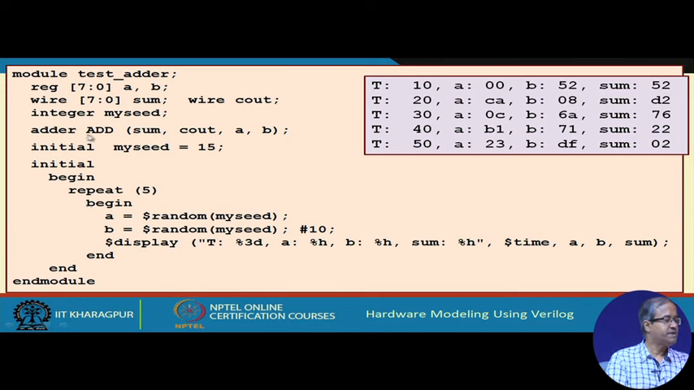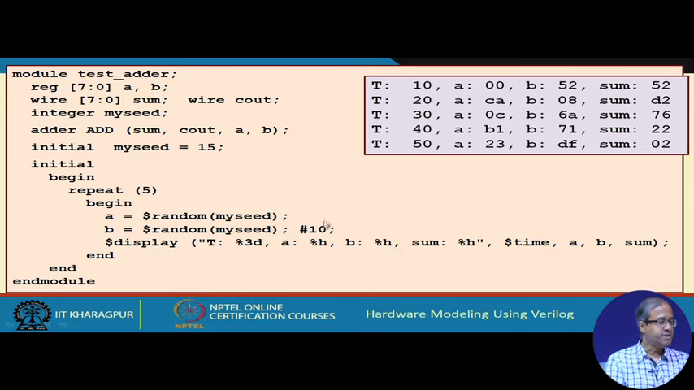See here, we have instantiated the adder. A and B are regs, these will be the inputs to the adder, and sum I have declared as a wire, this C out is also a wire, and I declare an integer called my seed, which I initialize to 15, initial my seed equal to 15. So, in this initial block I repeat 5 times, I apply 5 random patterns. This is what I do. A equal to $random my seed, I generate a random number, put it to A. Then I put another random number to B, give a delay of 10, then display. What I display? Time t, A, B in hexadecimal and sum also in hexadecimal.